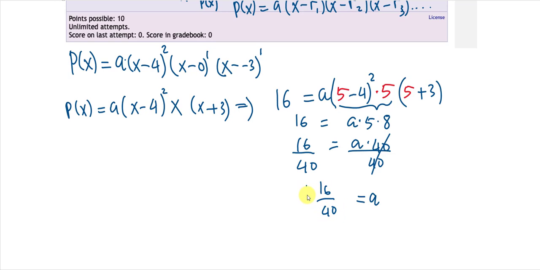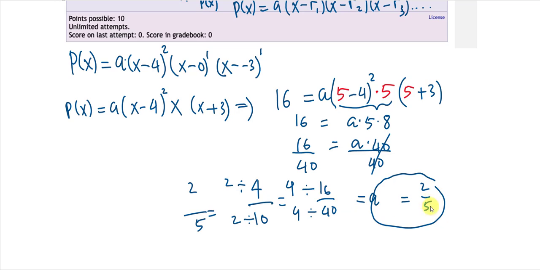And you simplify this one, divide maybe by 4 on the top and the bottom. 16 divided by 4 gives me 4. 40 divided by 4 gives me 10. And then you can further simplify that, divide by 2. 4 divided by 2 gives me 2. 10 divided by 2 gives me 5. So a is 2 over 5, or 2/5.